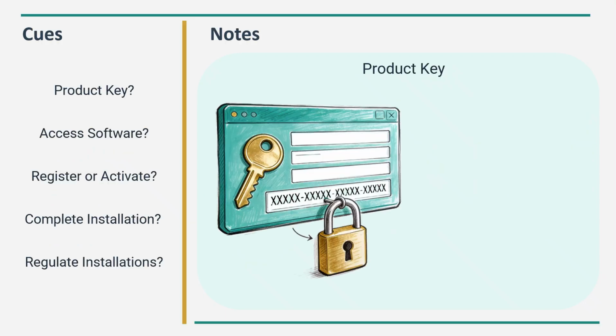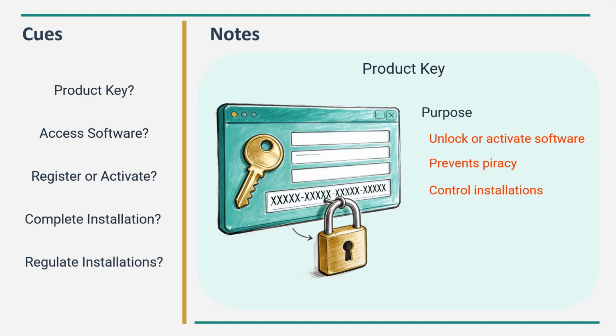Some proprietary software needs a product key before you can use it. A product key is a unique code that you'd have to type in during installation to unlock and activate the software for legal use. The main purpose of a product key is to make sure that only people who have bought a legal copy can use the program. It helps to prevent piracy and to control how many computers install the software under one license. In many cases, you cannot install the software without a valid product key, or the program will run with limited functionality until it is activated.